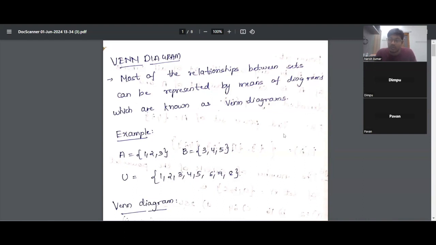Why is there a need for Venn diagrams? Venn diagrams are needed to perform operations in an easy manner. If you remember in the last lecture, we learned union of sets and intersection of sets. We learned these operations on sets. Now to perform them easily, Venn diagrams will help us. So for example, here we have the situation.